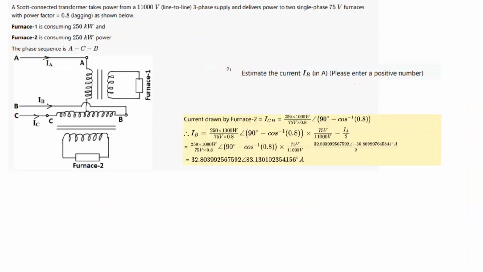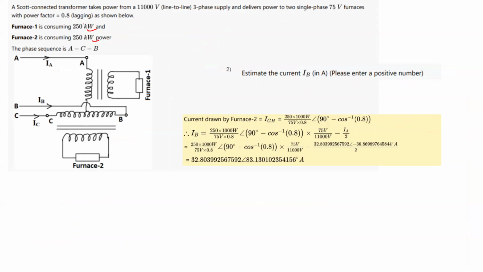Now they are asking you to estimate the current IB, the RMS value. First of all, how you can save time is this: when you are given a balanced load, balanced load meaning you have given equal loads to both of these furnaces.